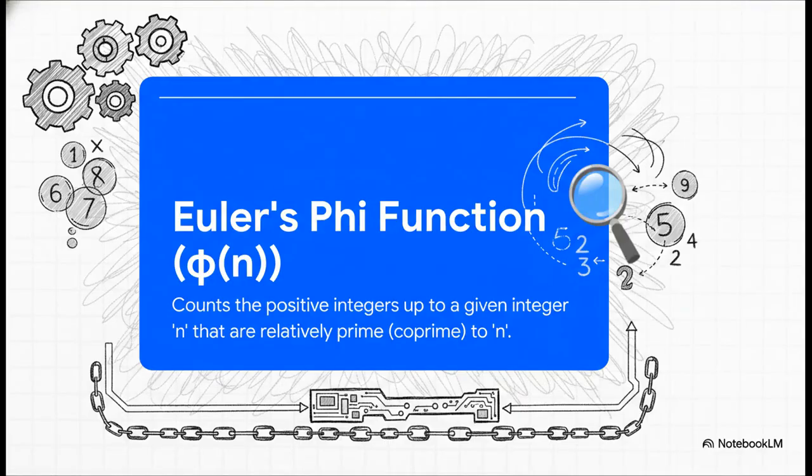So, let's meet the hero of our story, Euler's phi function. I know, it looks a little intimidating with that Greek letter, but the idea is actually super simple. For any number you pick, let's call it n, the phi function just counts how many smaller numbers don't share any factors with it other than the number 1. That's what coprime means. That's it, seriously.